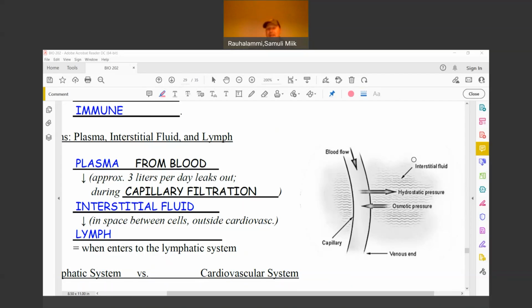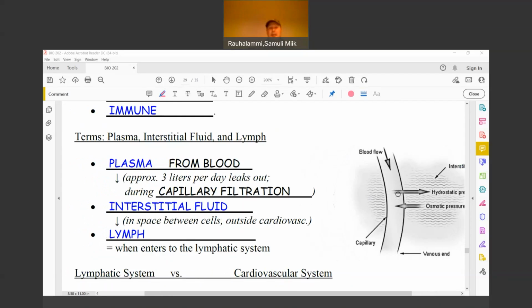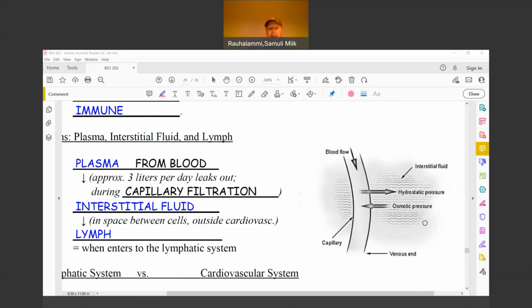So now we're dealing with this interstitial fluid. The composition is very similar between the plasma of the blood and the interstitial fluid of this space outside the capillary. I like to ask in an exam, when does interstitial fluid become lymph?